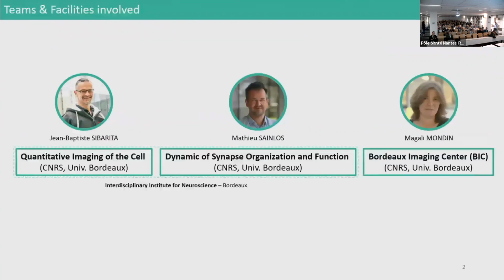So to give a little bit more detail of this project, there are 3 teams involved in the transfer. The first one is the quantitative imaging of the cell team of Jean-Baptiste Sibarita. The second one is the dynamic of synapse organization and function with Mathieu Salos as its reference. And the third structure is the Bordeaux Imaging Center with Magali Mondin as referent.